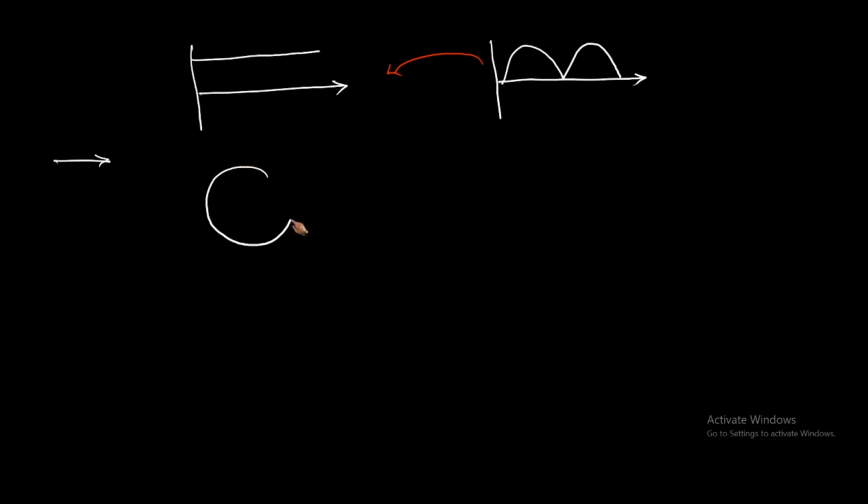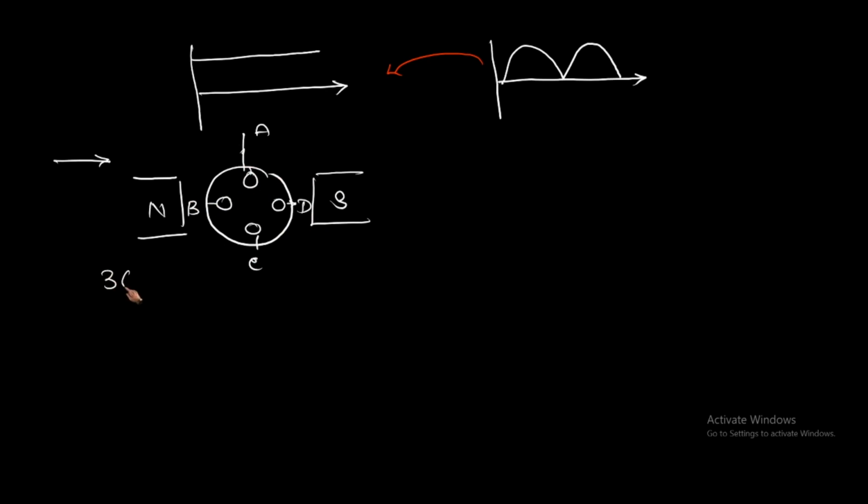This is your armature. This is under the north pole and this is under the south pole. You have the conductors. Let us consider 4 conductors here, connected as A and B, and this is the length C, connected to D like this. With 4 conductors, how much total angle will there be? 360 degrees. With 360 degrees and 4 conductors, you get 90 degrees. So for each 90 degrees, what can we take?